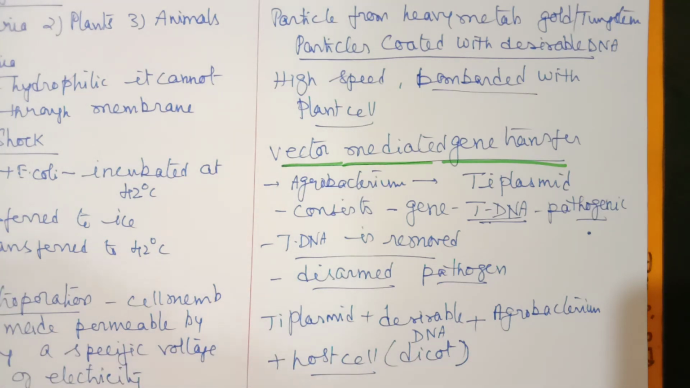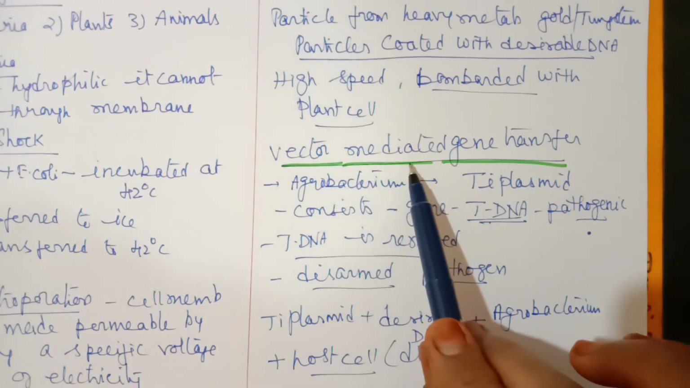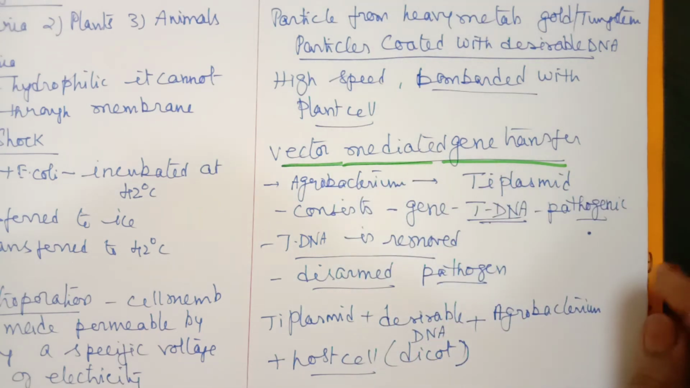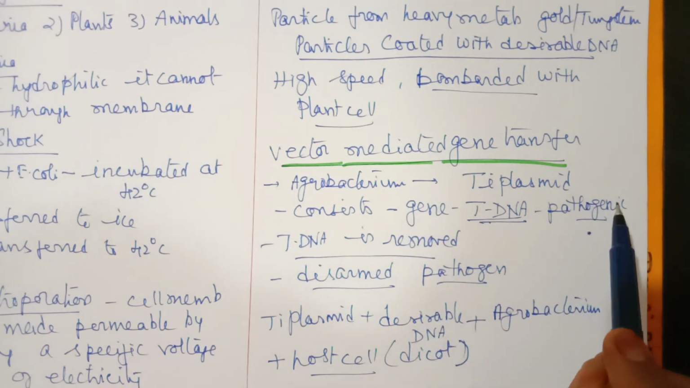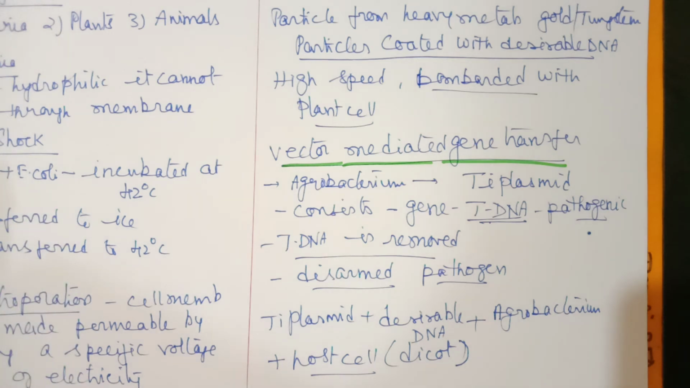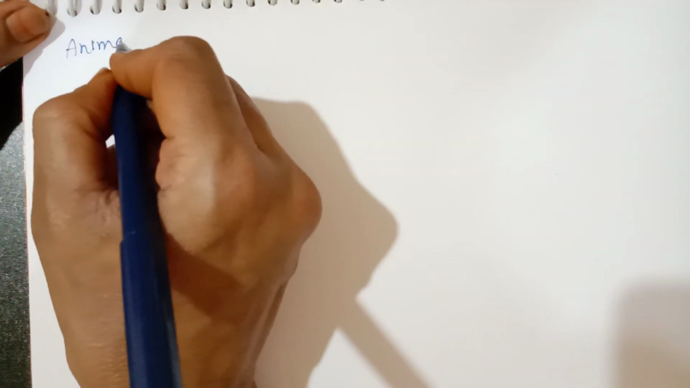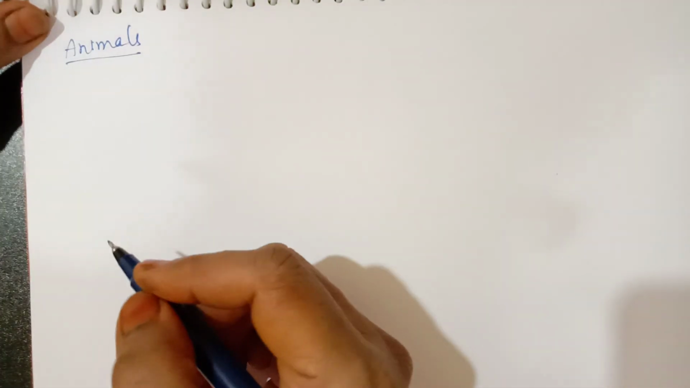Now this type of gene transfer, what are we calling it? Vector mediated gene transfer. So in plants we have two types. One is vectorless gene transfer, that is the gene gun method. The other is vector mediated gene transfer, that is by using Agrobacterium. Now let us try to complete this in the case of animals. In animal cells also we find these two.